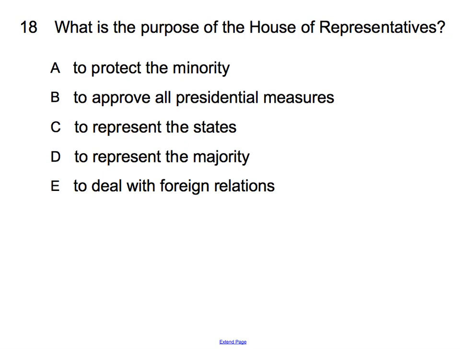All right. The purpose of the House of Representatives was, I'll give you a chance to look at these answers. This is crucial. This will appear on the AP exam probably as well. And the answer is D. It was to represent the majority, because it's going to have representation based on population, and it's going to be chosen by the voters of the state. So there's a direct people component as well. Okay, so your House is going to represent the majority.